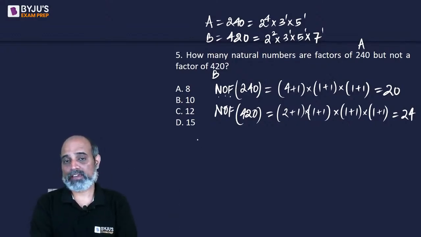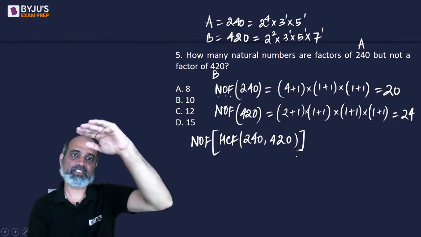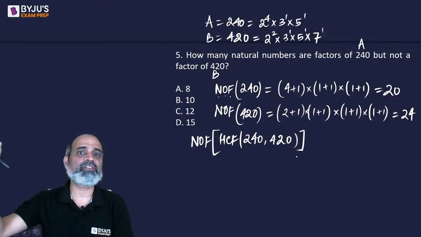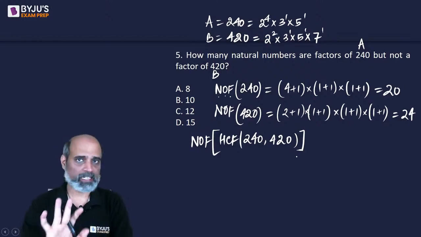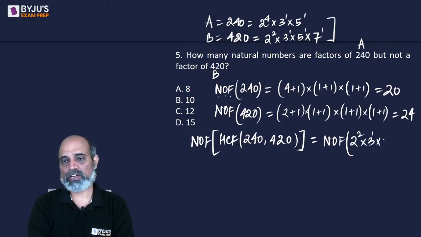So we need to now calculate the number of factors of the HCF of 240 and 420, because the HCF itself includes common factors. And since the highest common factor is a common factor, its factors will also be common factors. Other than that there cannot be any other common factor, because we do not have any other term which includes common factors. This is the only term. So HCF of 240 and 420 is going to be 2 to the power 2 into 3 to the power 1 into 5 to the power 1.